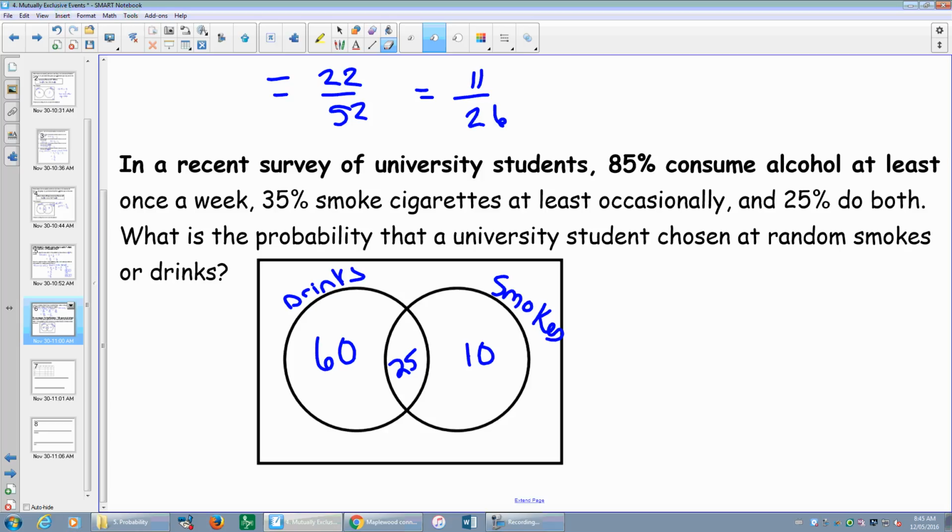Okay. So what I have here, when I want to find what is the probability that a university student chosen at random smokes or drinks, so I'm going to have here the probability of smoking or drinks. Okay, the probability of smoking or drinks. What do I have to do here based on this Venn diagram?